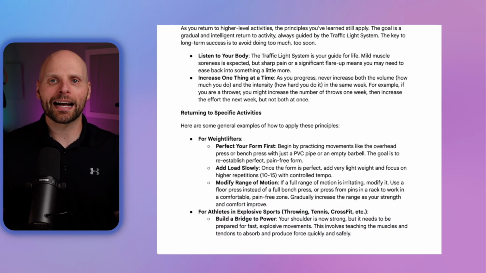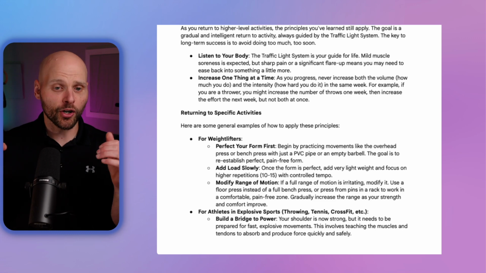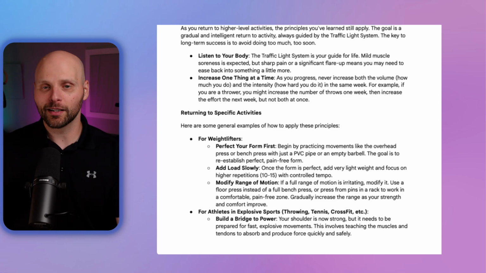So if we're going back to wanting to do big benches or overhead pressing or something like that, starting slow and building up. I know it sounds like a broken record, like, Jordan, I just want to get back. And you might be able to get back fast, and that's totally fine and great. But slow and steady will win the race, just in terms of that way we know we're appropriately loading there.